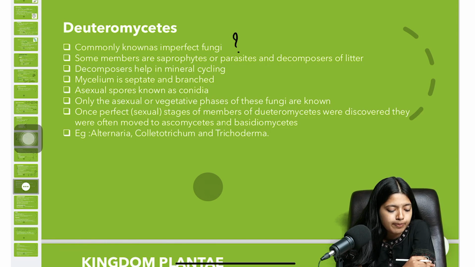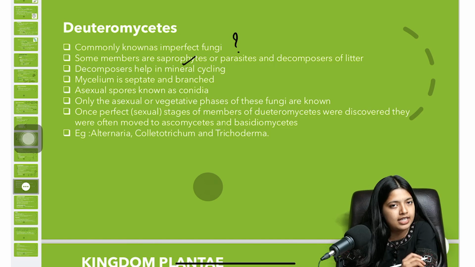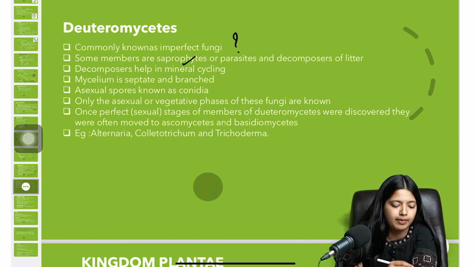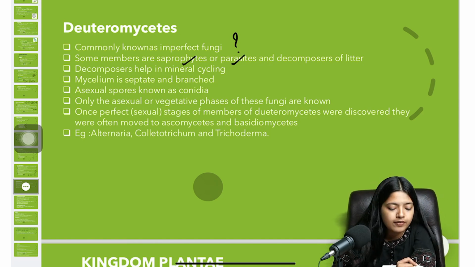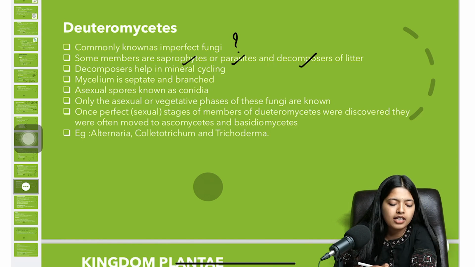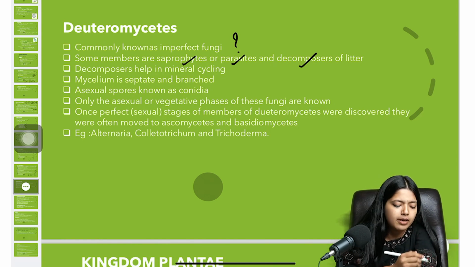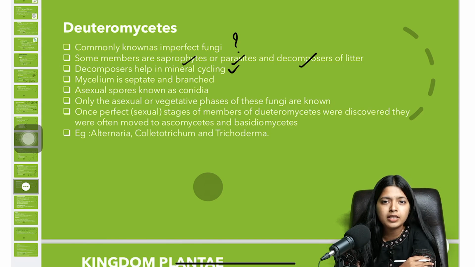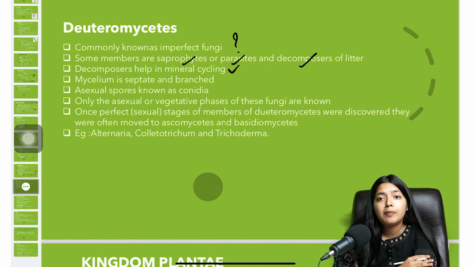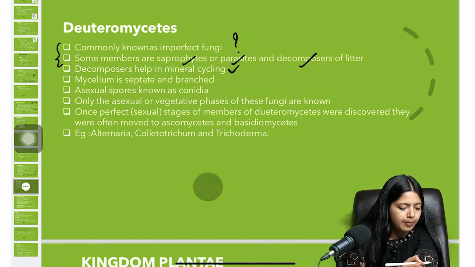Some members are saprophytes or parasites and decomposers of litter. Saprophytes live on dead and decayed matter. Parasites live on living organisms, and decomposers of litter help in mineral cycling. Mineral cycling means absorbing minerals from decayed matter, decomposition. So decomposers help in mineral cycling. These were their habit.